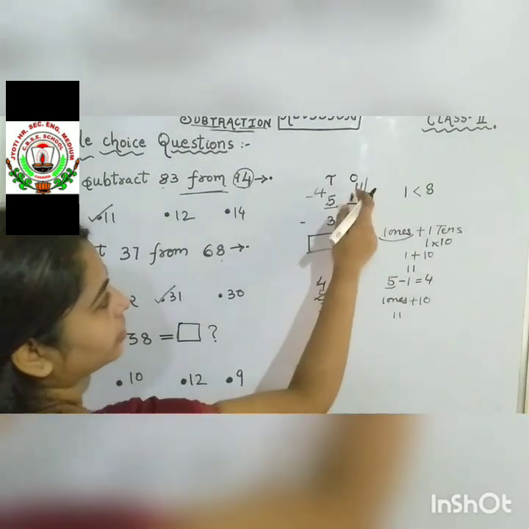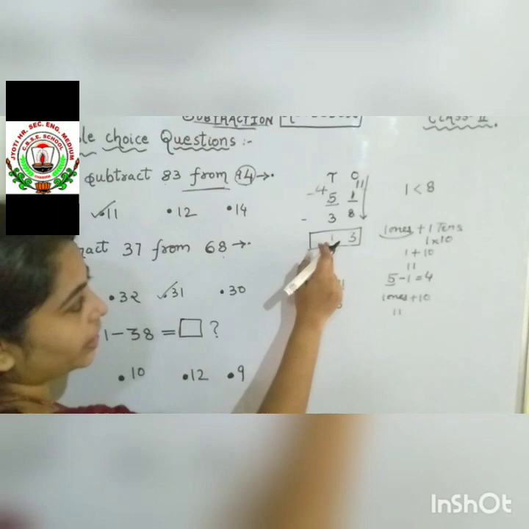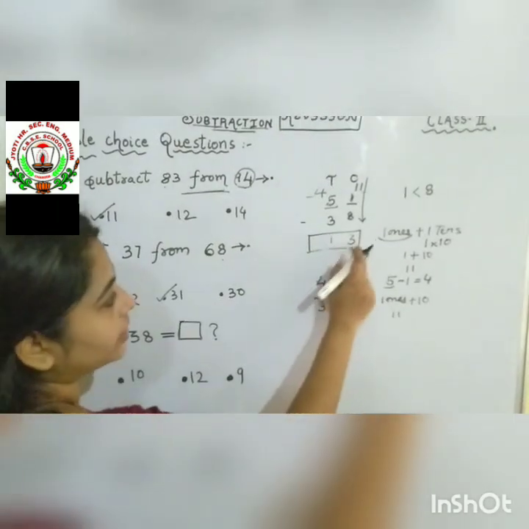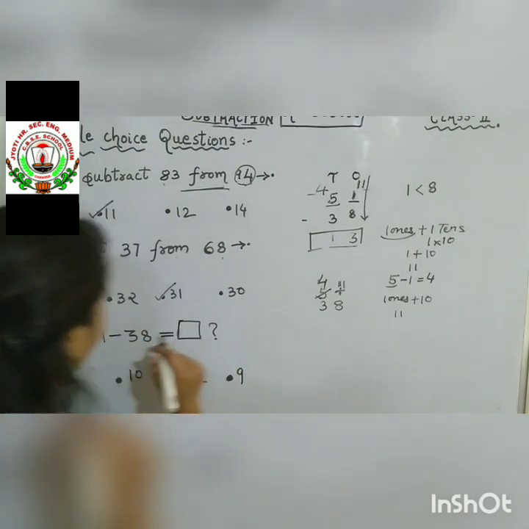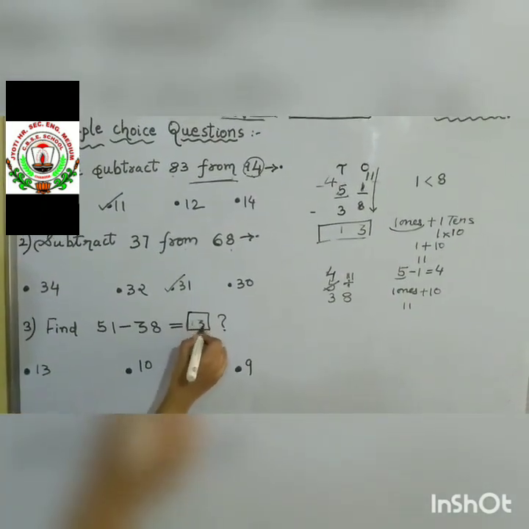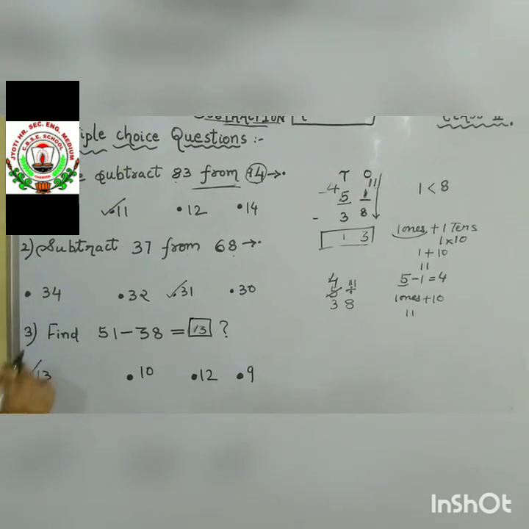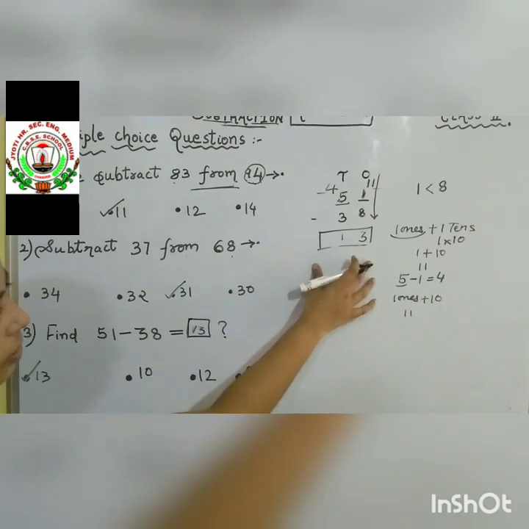We will deduct 11 minus 8. Our answer comes as 3. 4 minus 3, our answer comes as 1. The answer in total, we combine: 1, 3, 13. 1, 3, 13. Where is it given, children? This one. Okay, we will put a tick mark over the answer 13. Children, got it? How to do it with the borrow concept?